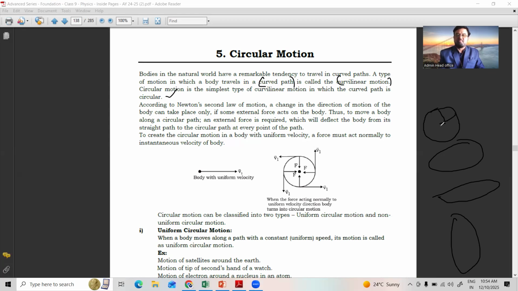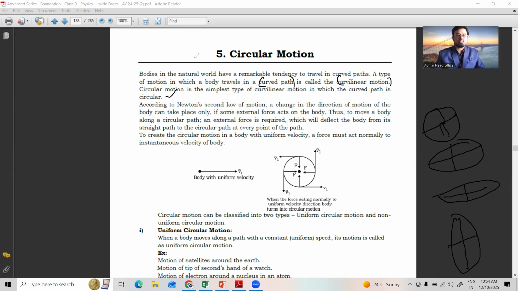The radius is the same at every place. Here, see, this radius is different from this radius. Larger, smaller, major and minor are there. But in case of circular motion, all are the same. The radius is the same, and with this constant radius, the body follows a circular or curved path. Such kind of motion is called circular motion.